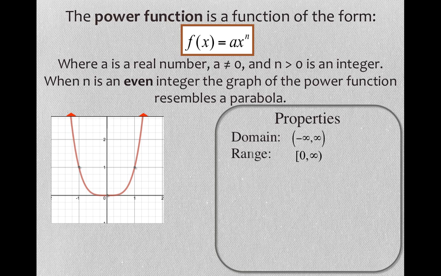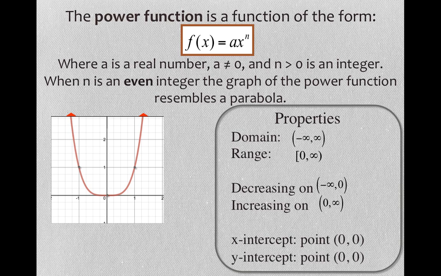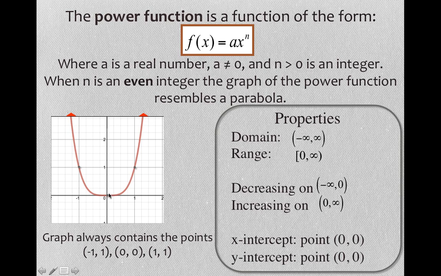The domain is all real numbers. The range is any number that is greater than or equal to 0. It is decreasing from negative infinity to 0, and it is increasing from 0 to infinity. The x-intercept and y-intercept are still 0. The graph of the power function when n is even will always contain these 3 points: (-1, 1), (0, 0), and (1, 1).